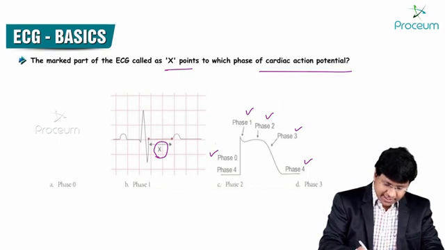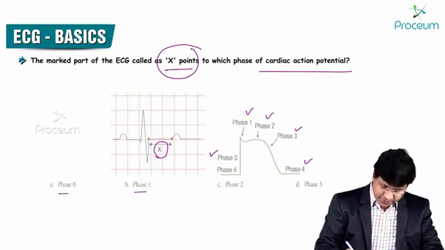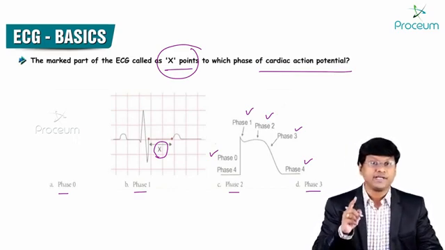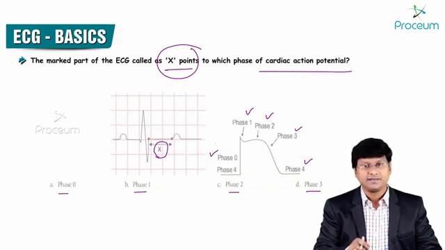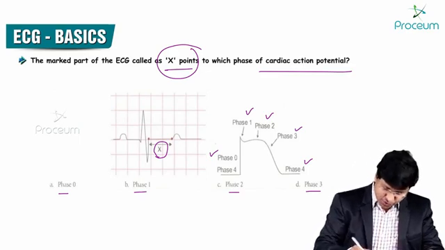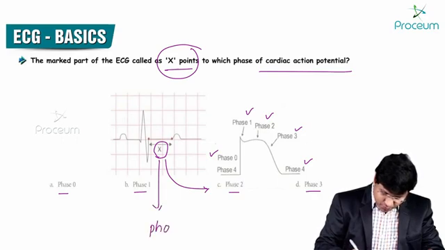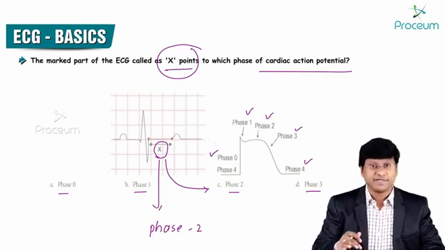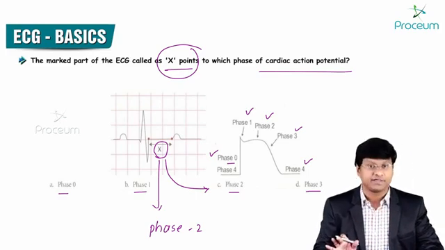Now, what is the question asked? What does this particular X point towards? Phase 0, phase 1, phase 2, phase 3. Remember, the point X on the ECG corresponds to phase 2. Now, you see the explanation. You have phase 0, phase 1, phase 2, phase 3, and I will explain everything now.